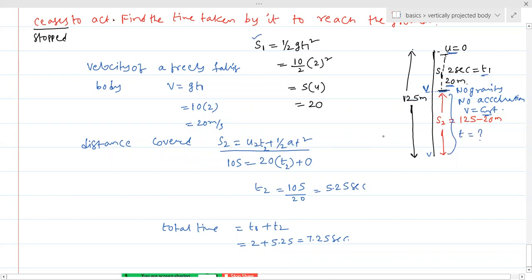So this segment needs an initial velocity. What is the initial velocity for this segment? It is the final velocity of the first segment. I found the final velocity of the first segment as v equal to g t1. So that will become the initial velocity for the second segment. When there is no acceleration, we simply take a equal to 0. Already by subtracting 20 from 125, we got s2 as 105. So 105 equals 20 into t2, so we can find t2. The total time is t1 plus t2.